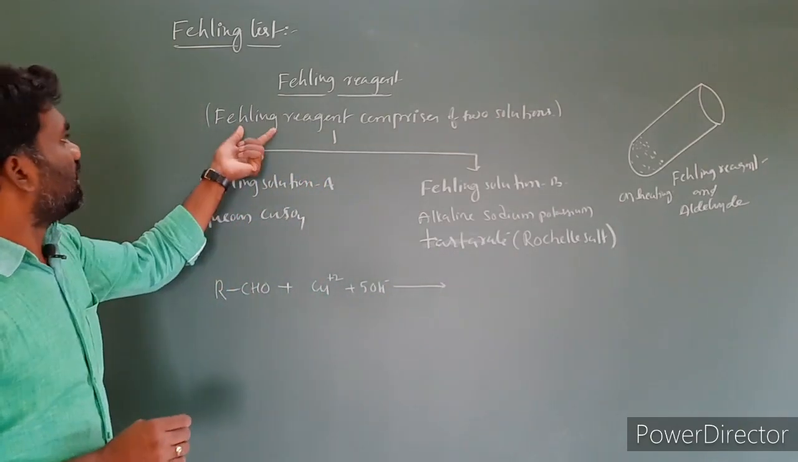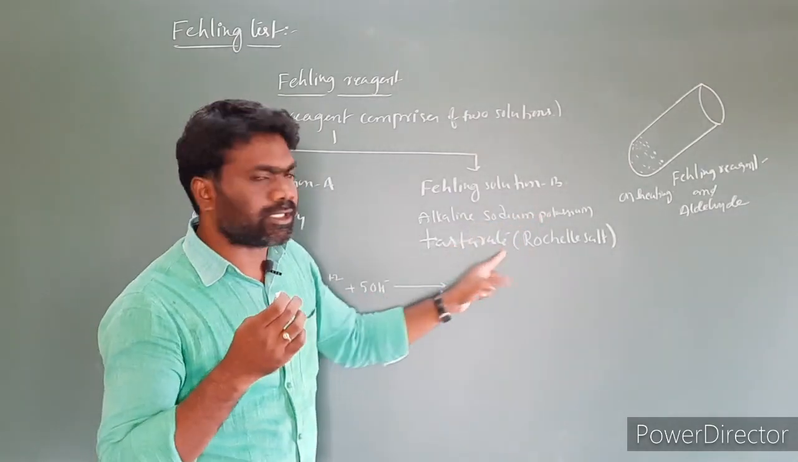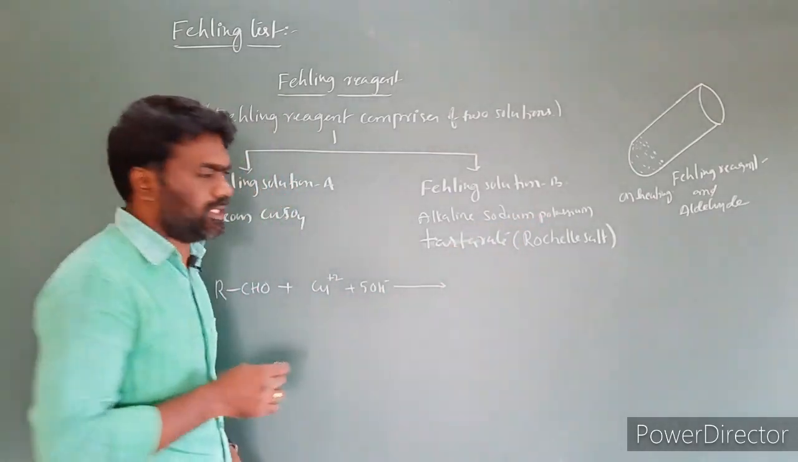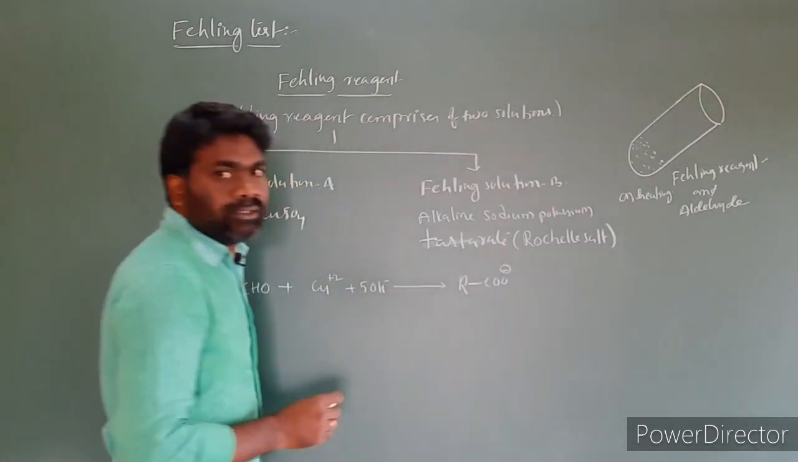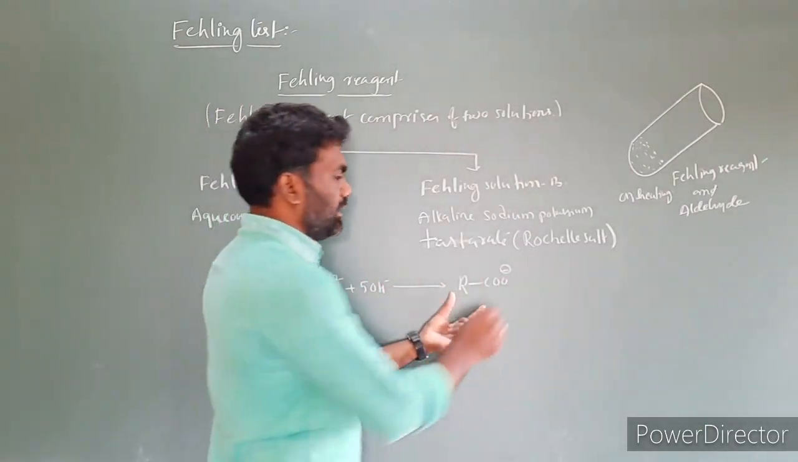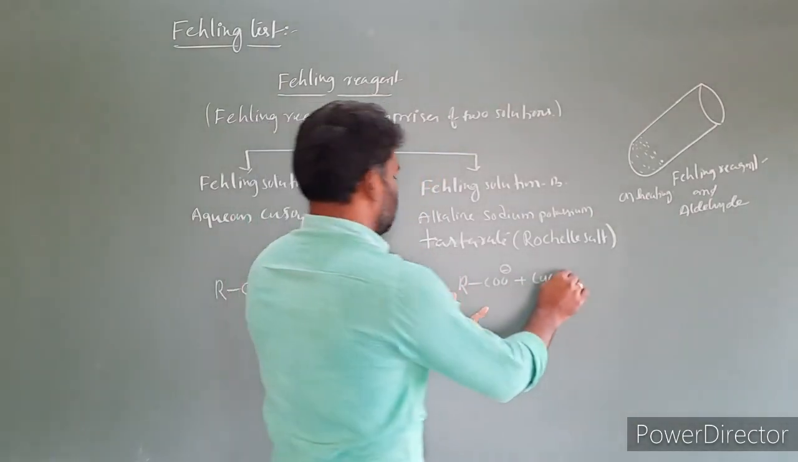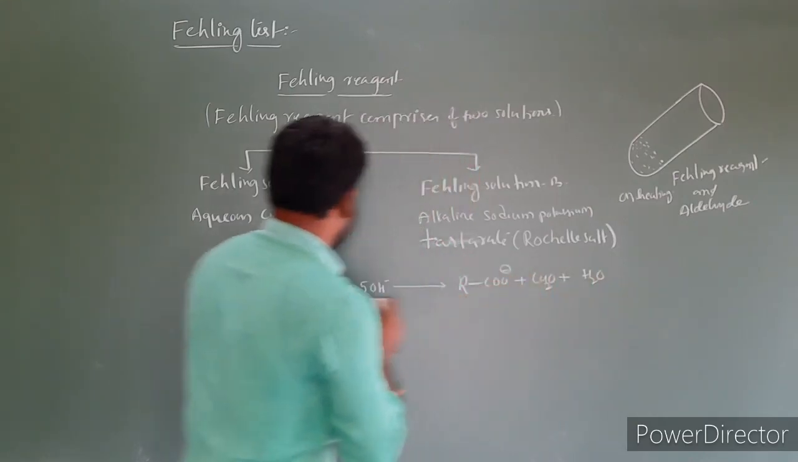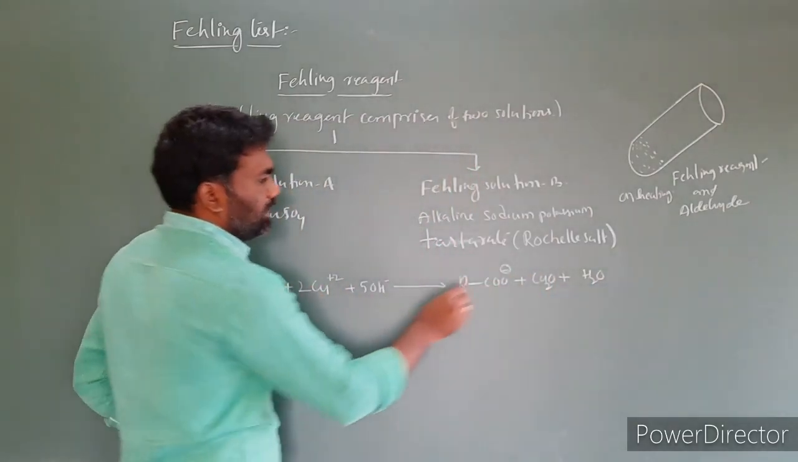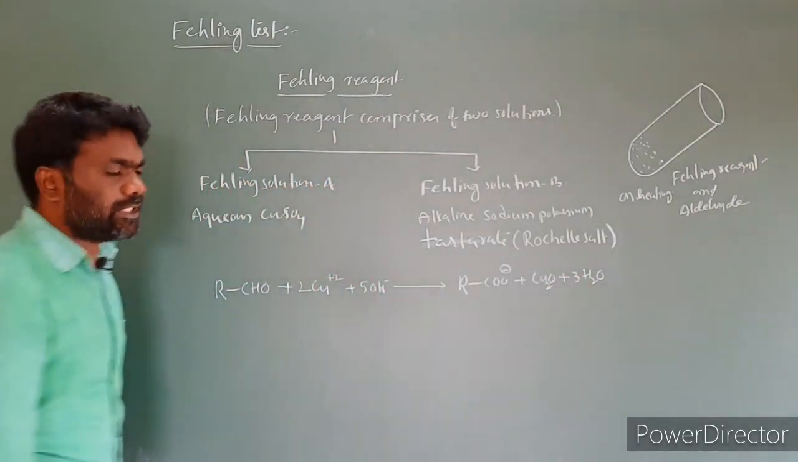Fehling's reagent is composed of two solutions, so alkaline sodium potassium tartrate gives us the 5 OH minus. Then the product is RCOO minus, which is nothing but the carboxylate anion. In addition, we get Cu2O plus another product, H2O. Balanced, this is RCHO plus 2Cu2+ plus 5OH minus giving RCOO minus plus Cu2O plus 3H2O.